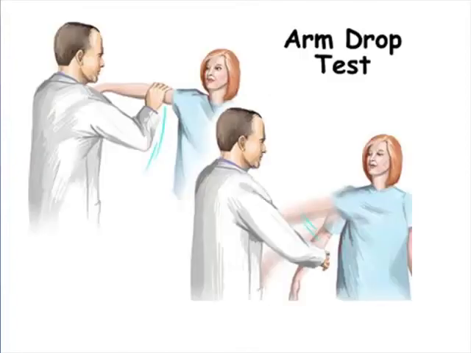The drop arm test is very useful. It's a quick way to assess the integrity of your rotator cuff. Your arm is elevated up to about 90 degrees and then suddenly let go. If you can't hold your arm up in that position when the practitioner lets go of your arm, many times it indicates a rotator cuff tear.